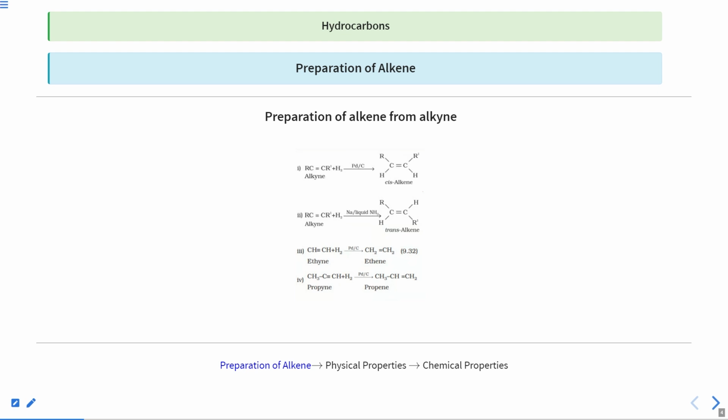Now in comparison to that, the reduction accompanied by sodium in liquid ammonia has a different mechanism, and it is, of course, an anti-addition. So this is called syn addition, and this is called anti-addition. So in anti-addition, what happens? Sodium is a metal, we know that very well. Now sodium is a metal, so it can donate an electron.